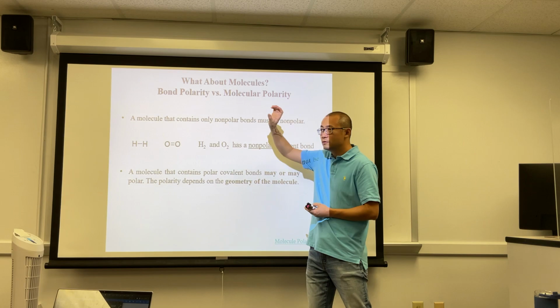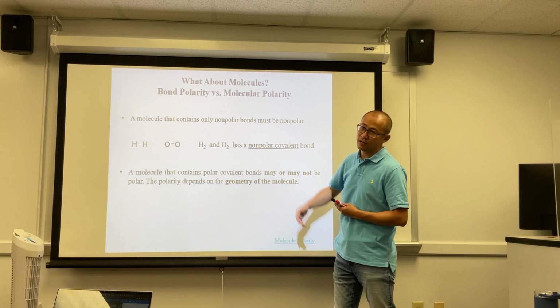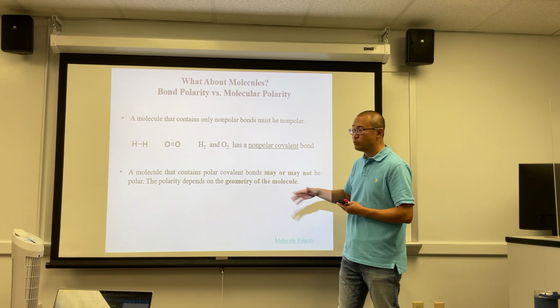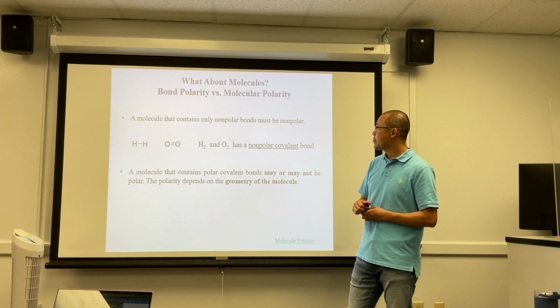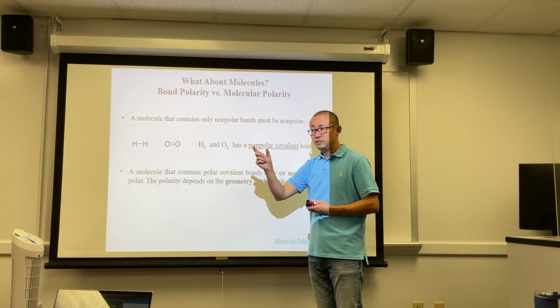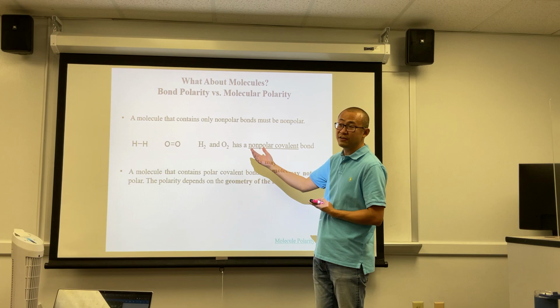So, what about a molecule? How do we know if a molecule is polar or not? That depends on two types. In this class, we don't discuss too much, we only discuss two types. One type is if a molecule only contains nonpolar bonds. What is a nonpolar bond? The electronegativity is what? Very similar or the same, right? What makes the electronegativity the same? Same atoms, then the electronegativity is the same.